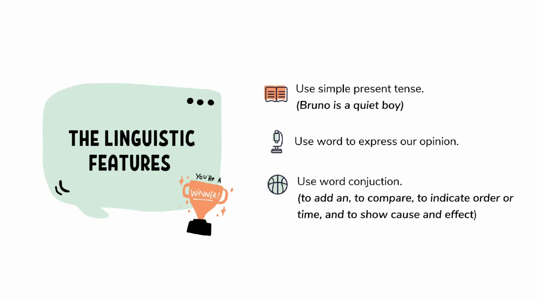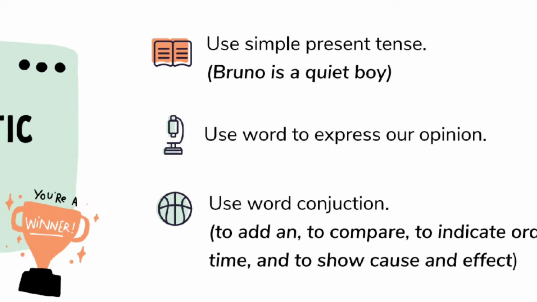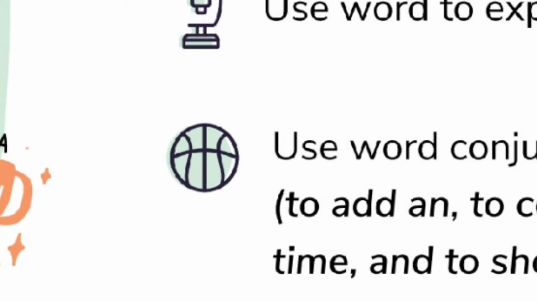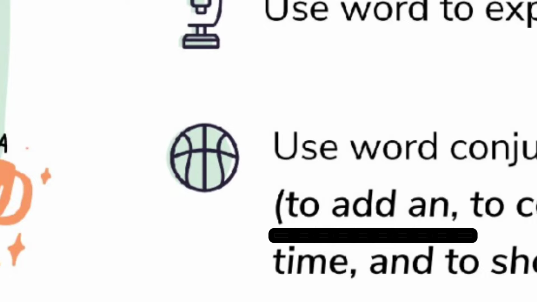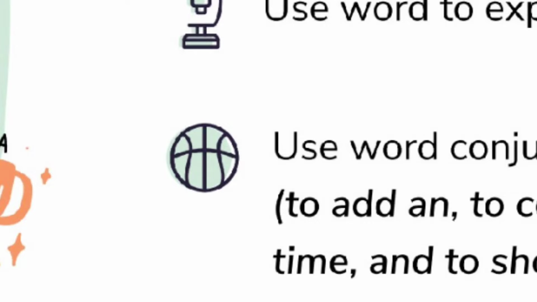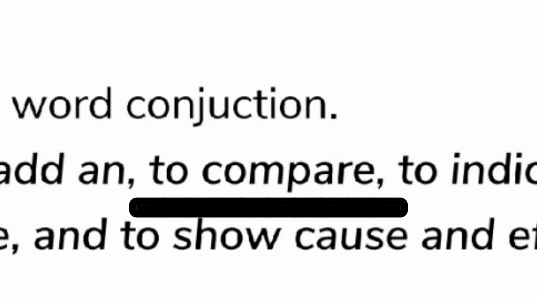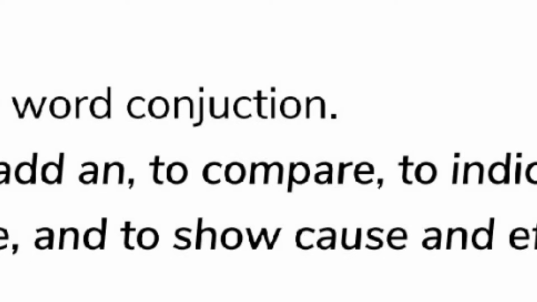Then, in the process of expressing our opinion, sometimes we need to connect one sentence with another clause. Therefore, we need conjunctions. Here is a group of connecting words. First, to add an idea or opinion, for example, in addition to, besides, furthermore. Second, to compare several ideas or opinions, for example, but, while, vice versa, whereas, meanwhile, on the other hand.